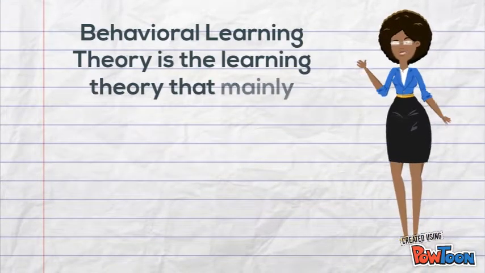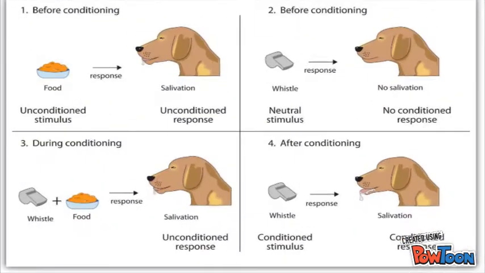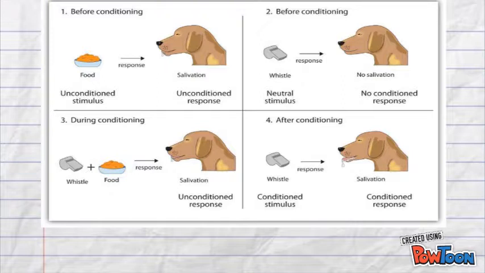Behavioral learning theory is the learning theory that mainly focuses on objectively observable behavior. One of the main categories of behavioral learning theory is classical conditioning. Classical conditioning is based on the pairing of involuntary behaviors with events that do not evoke an automatic response. An example of this is Ivan Petrovich Pavlov's famous classical conditioning paradigm with dogs, which can be seen in this image. In this paradigm, Pavlov has conditioned the dog to elicit a conditioned response, salivation, to a stimulus that was once neutral, the whistle, but has now become a conditioned stimulus with the help of the unconditioned stimulus, which was the food.